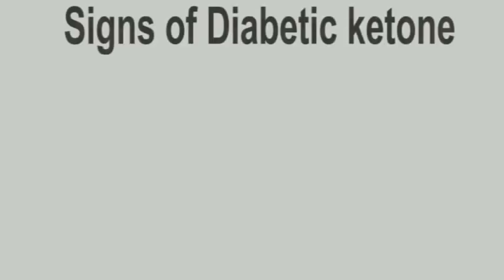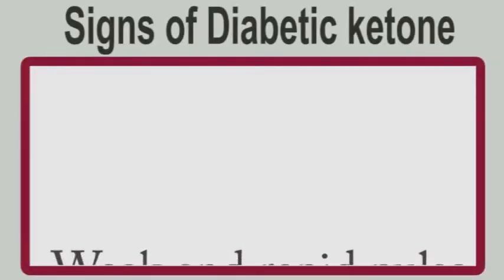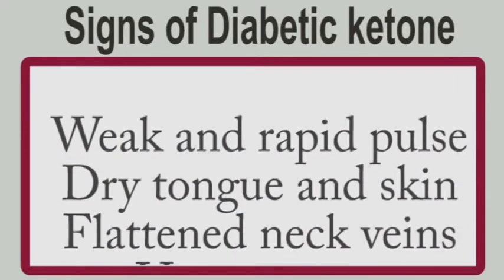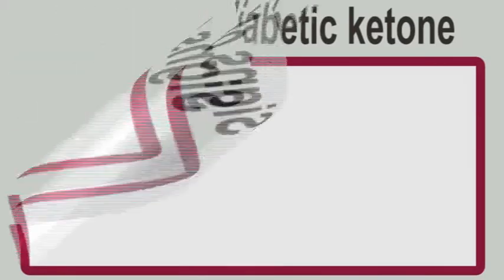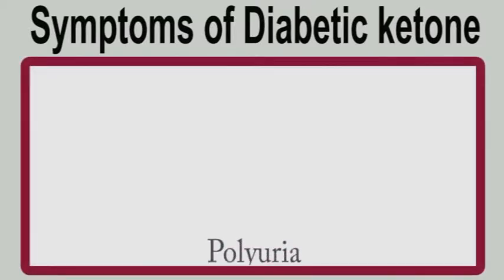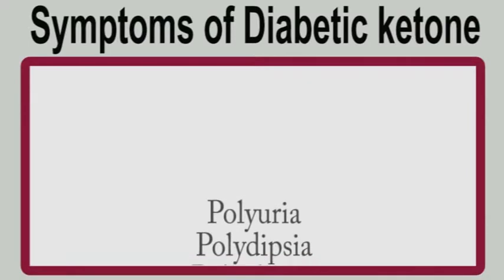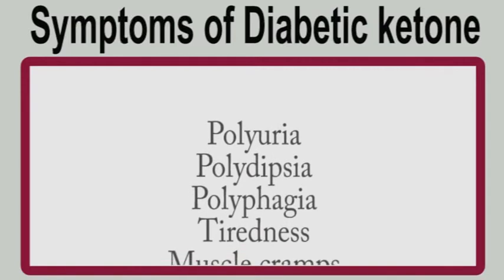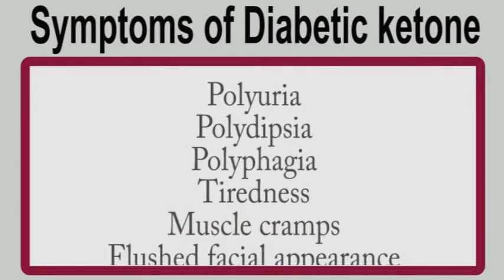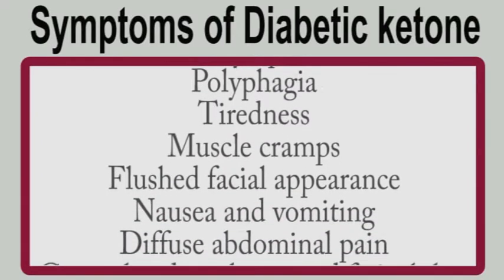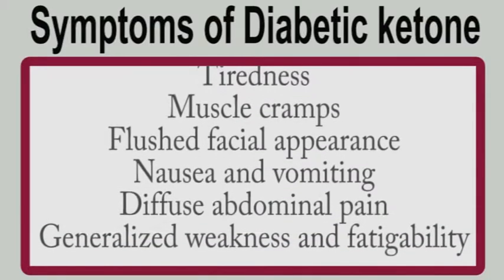The usual symptoms to assess that there is a ketone presence in the body are weakness and rapid pulse, dry tongue or skin, flattened neck veins, hypotension. Even the diabetes high blood sugar symptoms can also be seen, which are polyuria, polydipsia, polyphagia, tiredness, muscle cramps, flushed facial appearance, nausea and vomiting. Even diffuse abdominal pain is also seen with generalized weakness and fatigability.